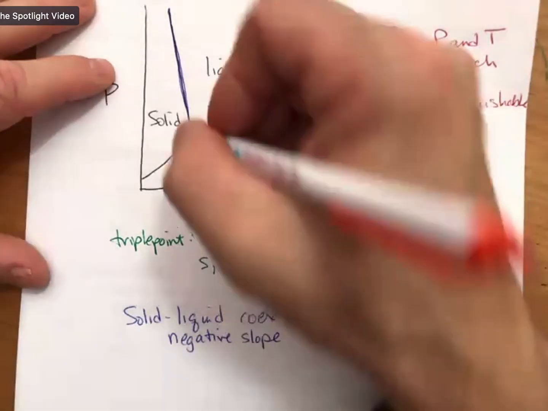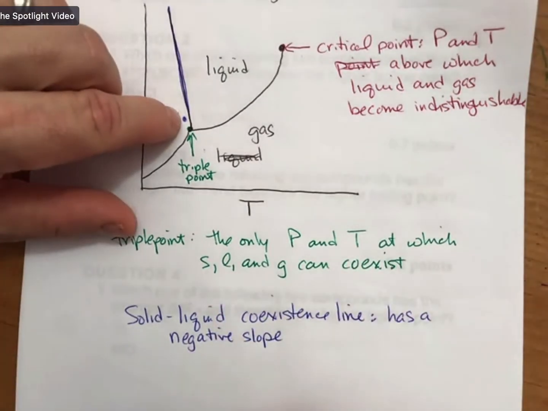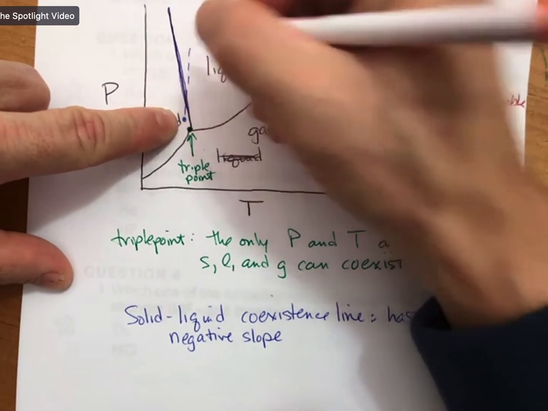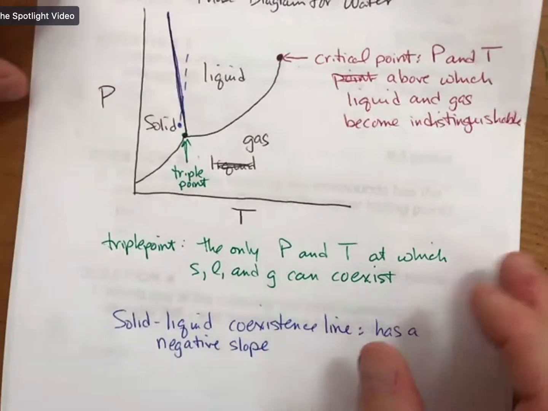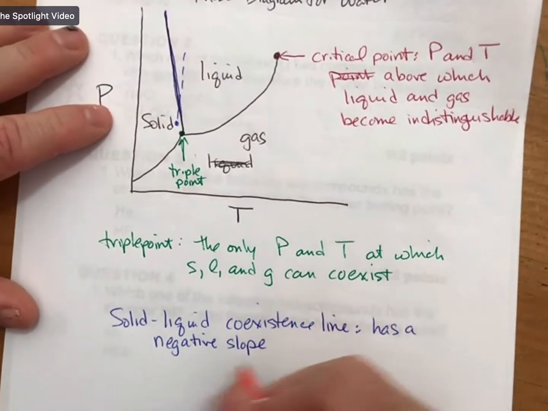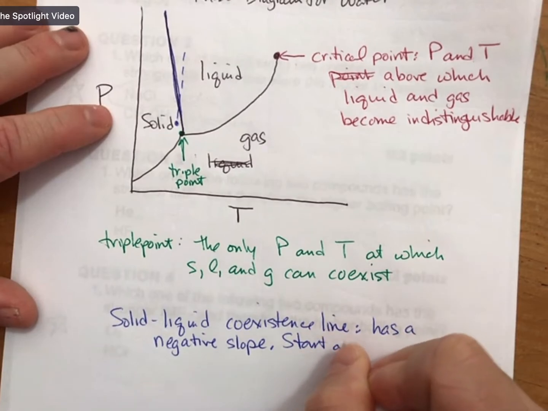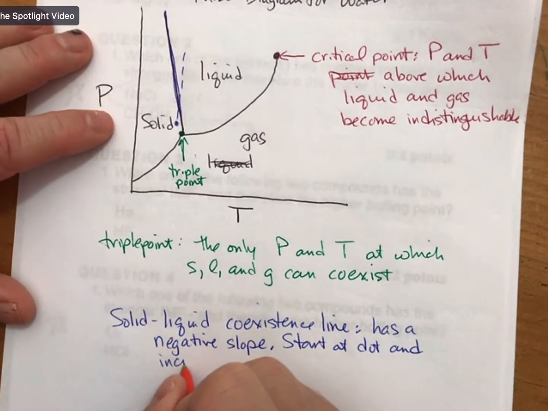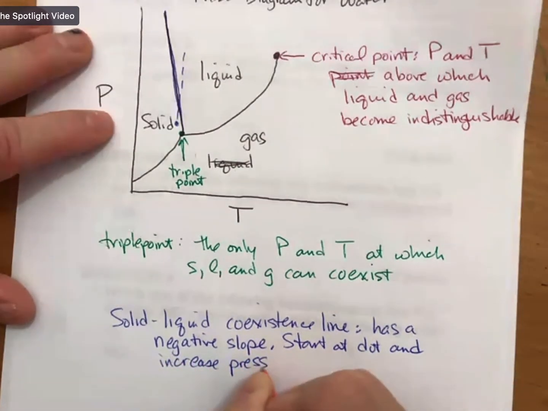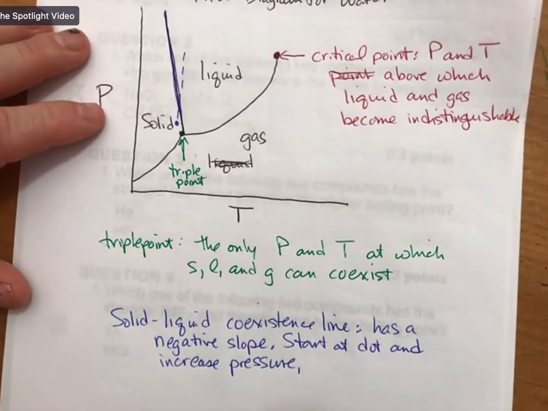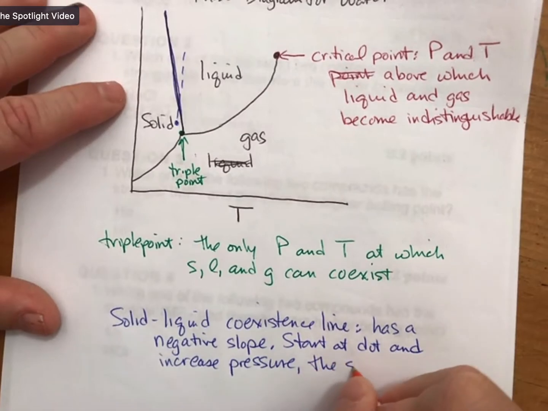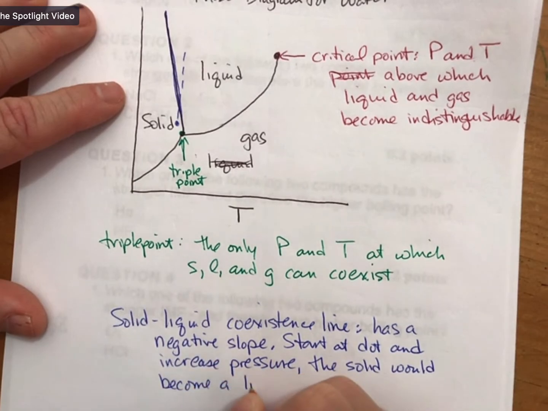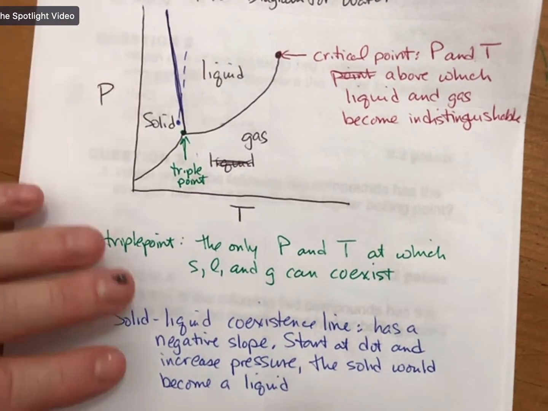And if I was to start right here and increase pressure, that's supposed to be a vertical line. Hopefully it doesn't look too bad. So start at the dot and increase pressure. The solid would become a liquid.